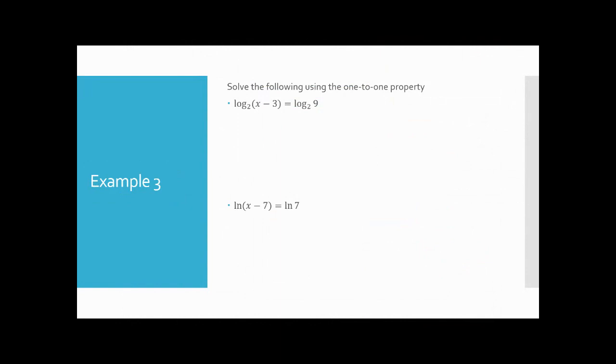So with the log, we have log base 2 on both sides. So that means what we're taking the log of, the x minus 3 and the 9, those must be equal. So you can basically just ignore the logs and write that those things are equal, x minus 3 equals 9. And then you solve for x. So I'm going to add 3 to both sides, and then that gives me 12. So if you can use the one-to-one property where these are equal like that, it's really easy to solve. Because you just set those inside portions equal, then you solve for x.